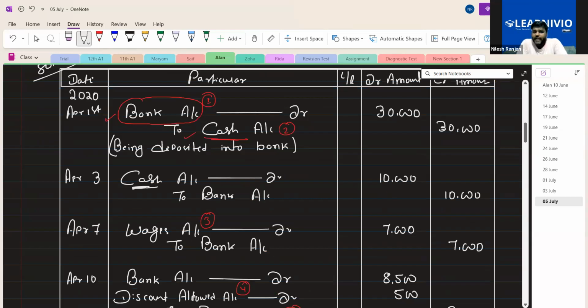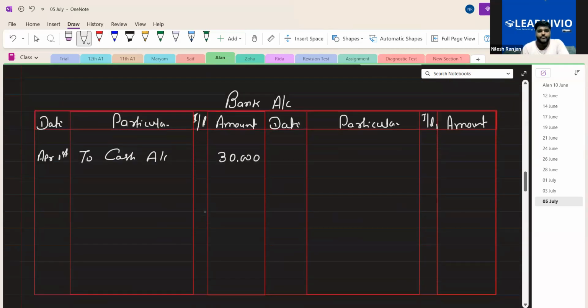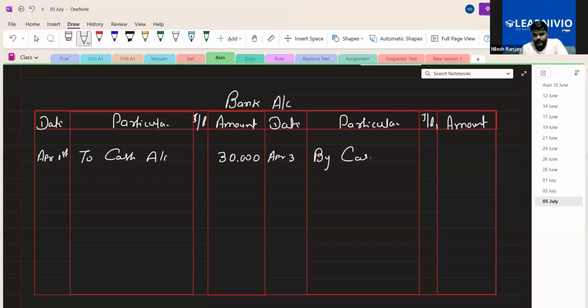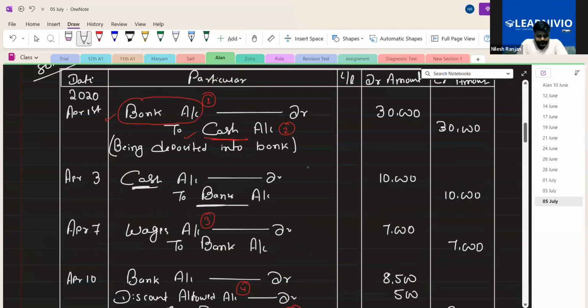So in the cash account, we have written that. In the bank account, it will go on the credit side, so it will be "by cash, 10,000." Is this clear? Yes.